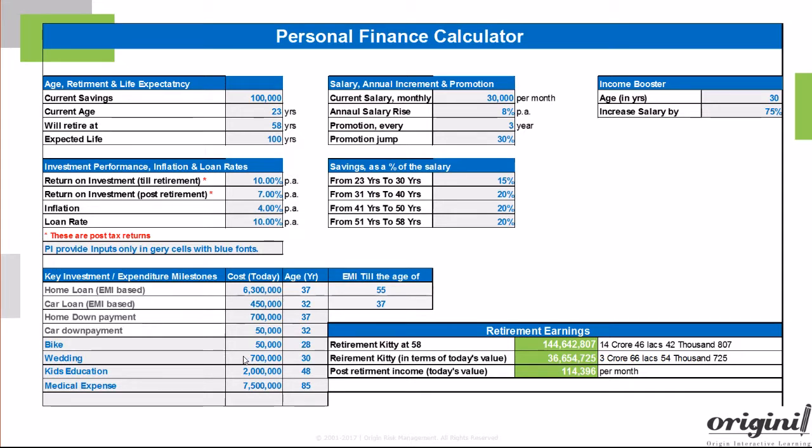Say your contribution is 7 lakhs, you would be getting married at 30. You may have kids by 32, and by the time they are 16, you may need money to fund their higher education. Let's provide for 20 lakhs for the education at the age of 48. This 20 lakhs is today's cost. We have also provided for medical expense of 75 lakhs at the age of 85 years. This 75 lakhs is also in today's value.